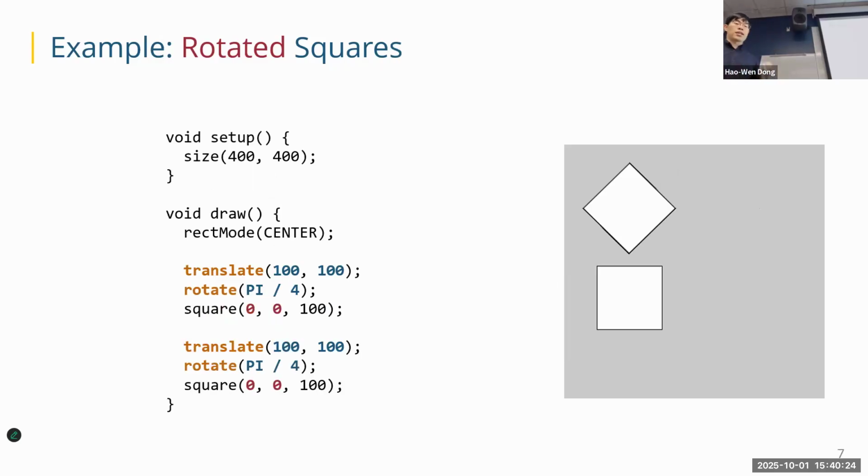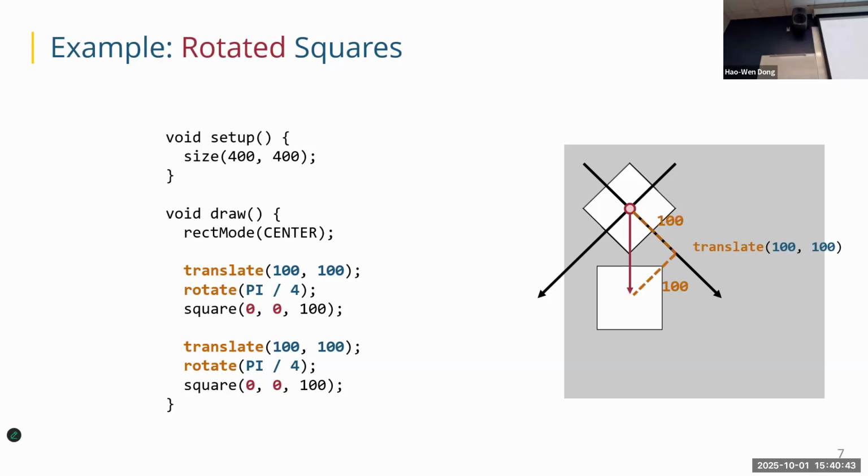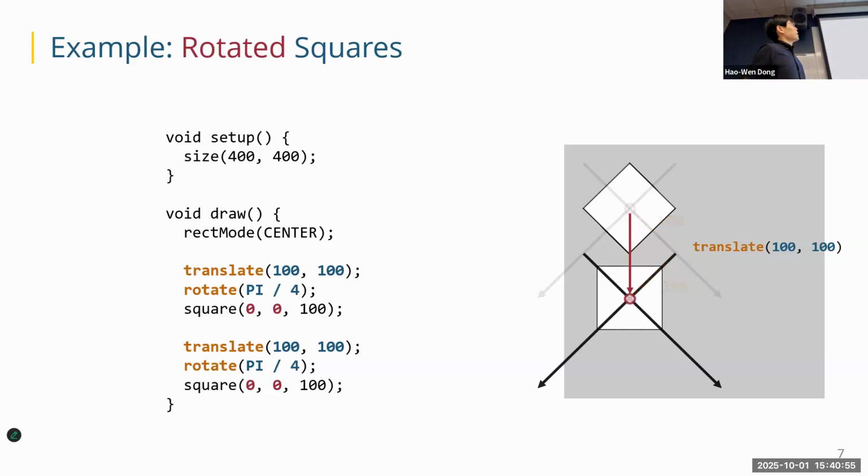So you can actually also do the same thing. You can keep moving. So once your axis is here, once you translate and rotate, the axis will stay here, and then you can keep moving it. So now you translate 100, 100. You will actually move to this point. So now you are on the new axis. So when you do translate 100, 100, it will actually move to this point on the new axis, not the original axis. And then you keep rotating it. And then you can draw another square.